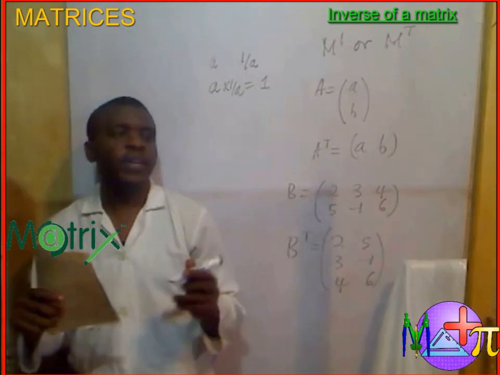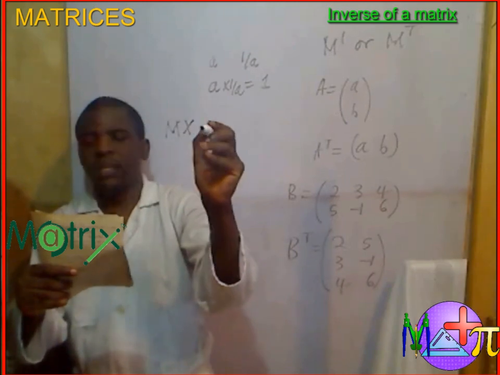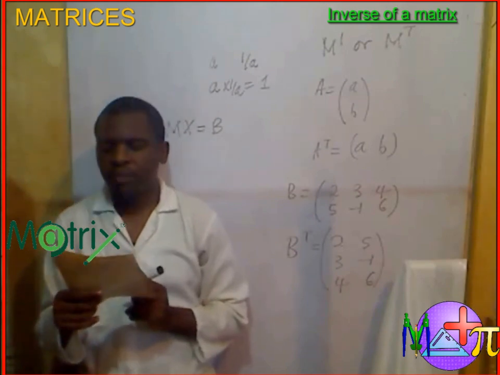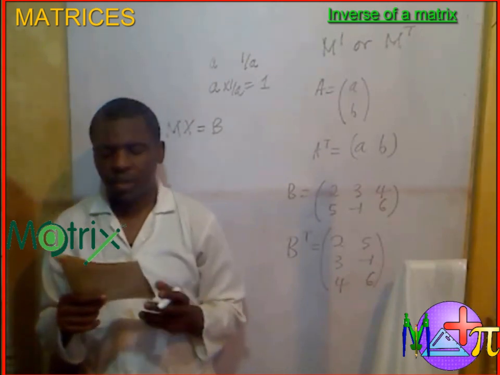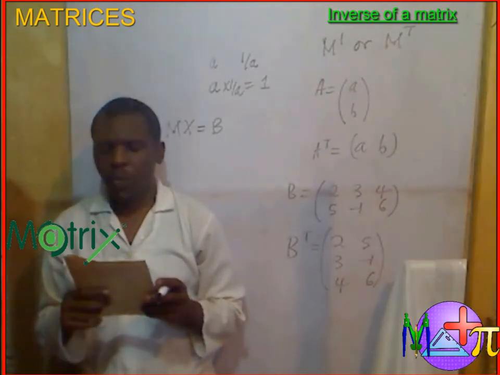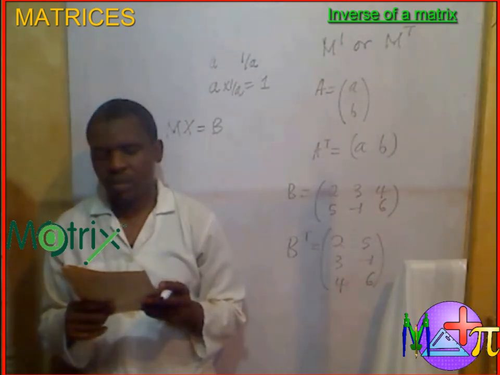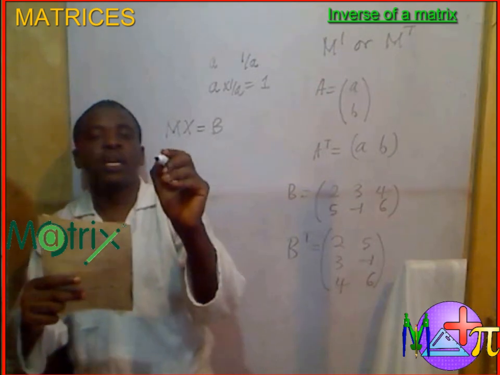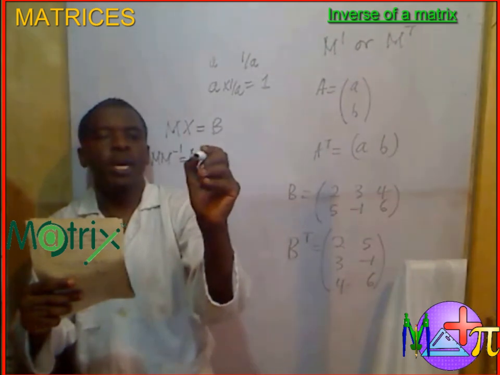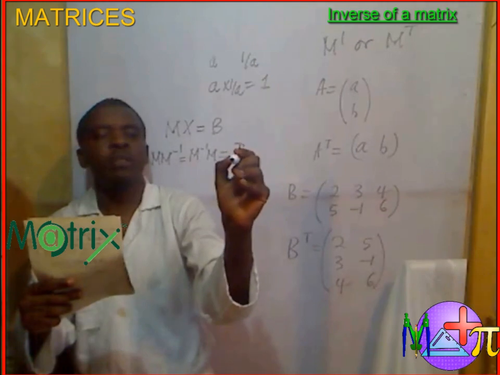Given the matrix M times the matrix X is equal to B, where M, X, and B are three matrices, to solve the matrix we first have to find the matrix M inverse, such that M times M inverse is equal to M inverse times M, which is equal to the identity matrix.